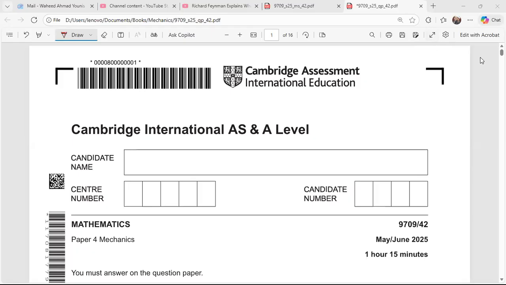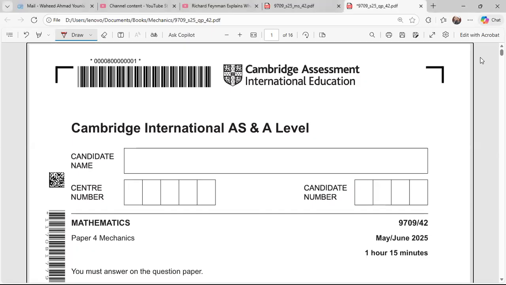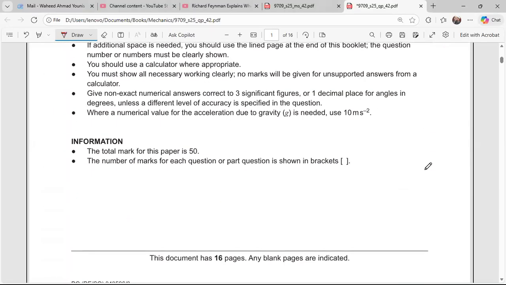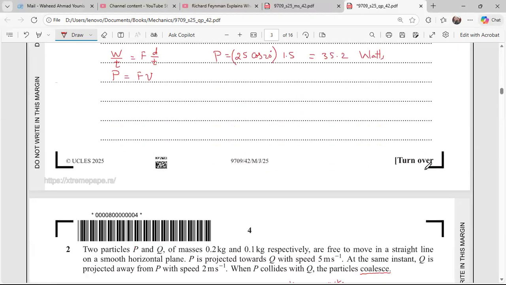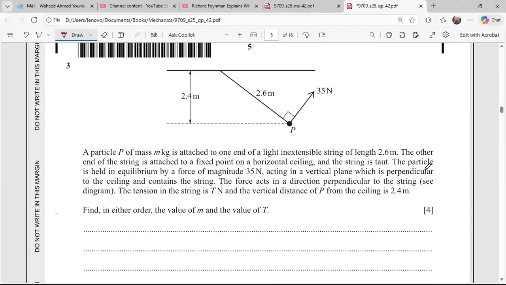We will solve this past exam paper. It is from May June 2025, Mathematics Paper 4, Mechanics. We did two questions in the last video, so we will continue from there. I hope you have no problem with the first two questions, question number one and question number two. Now we will do question number three.